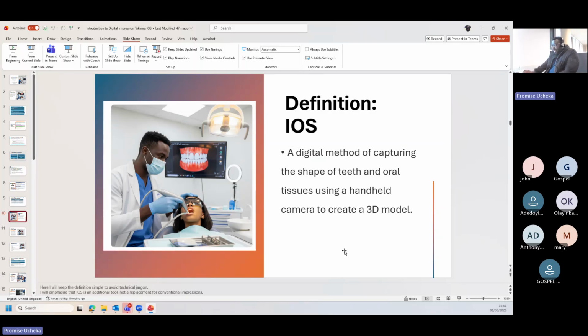So intraoral scanning can be defined as a digital method of capturing the shape of the teeth and oral tissues using a handheld camera to create a 3D model. Okay, so you use the handheld camera to create a 3D model, and that is what intraoral scanning is.